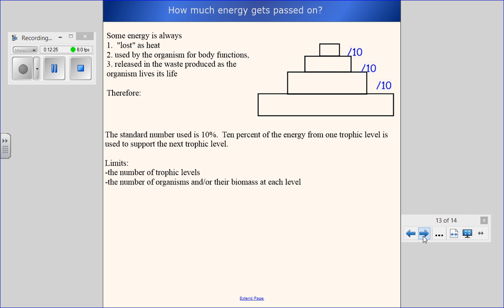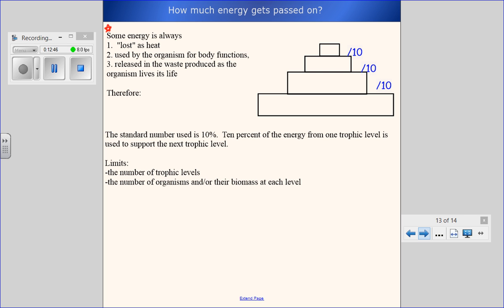Now, how do I know how much is passed on? Well, if you saw in the biomass example and in this one I just did, it looked like I was dividing by 10 each time. And that's the basic rule of thumb that we're going to use when we're looking at a pyramid of energy. Here are some considerations.